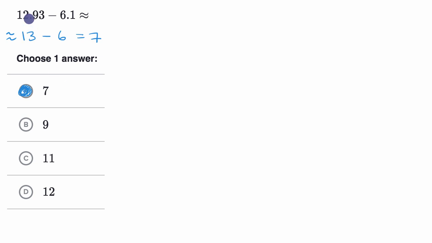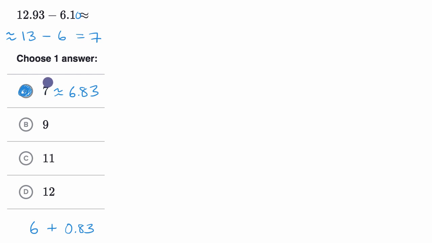And to be clear, sometimes you could do this in your head. For example, 12.93 minus 6.1, you could say 12 minus 6 is going to be 6, and then you have 93 hundredths minus, you could view this as 10 hundredths. So it's going to be 93 hundredths minus 10 hundredths is 83 hundredths, plus 0.83. So just like that, you could say, all right, the answer here is going to be 6.83 exactly. And that, once again, is approximately equal to 7.